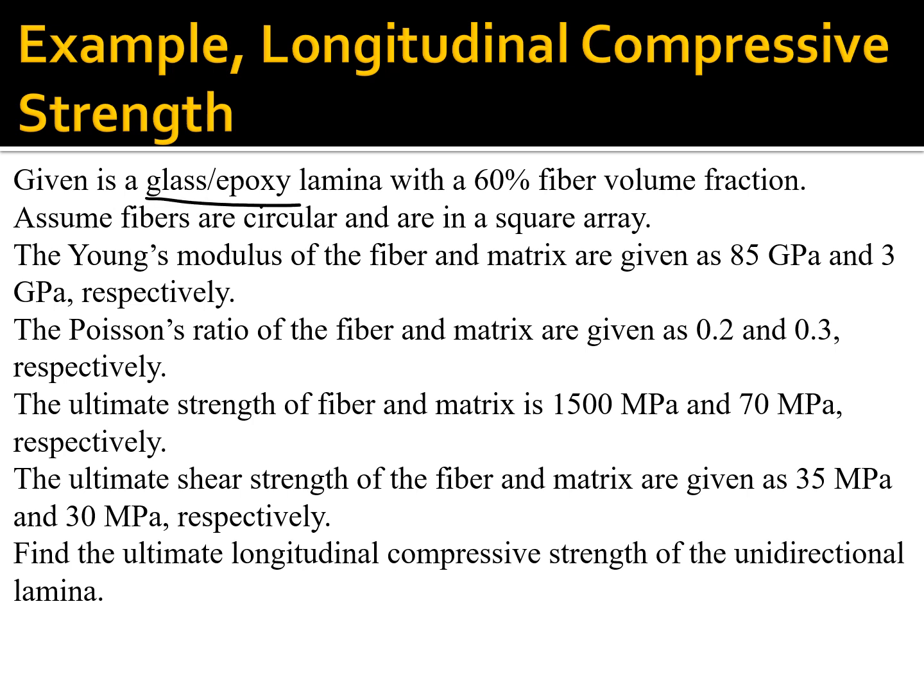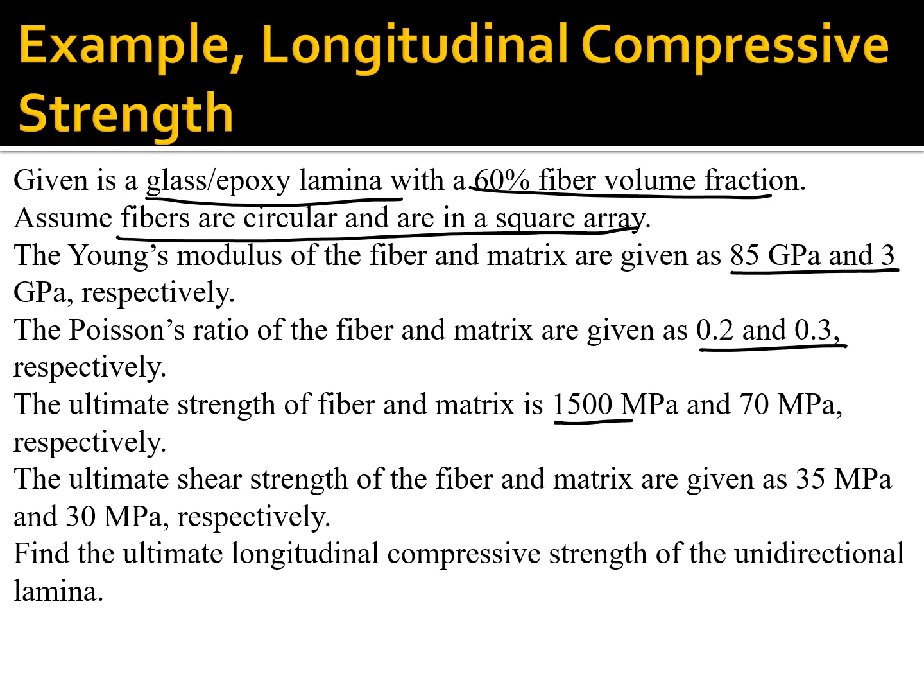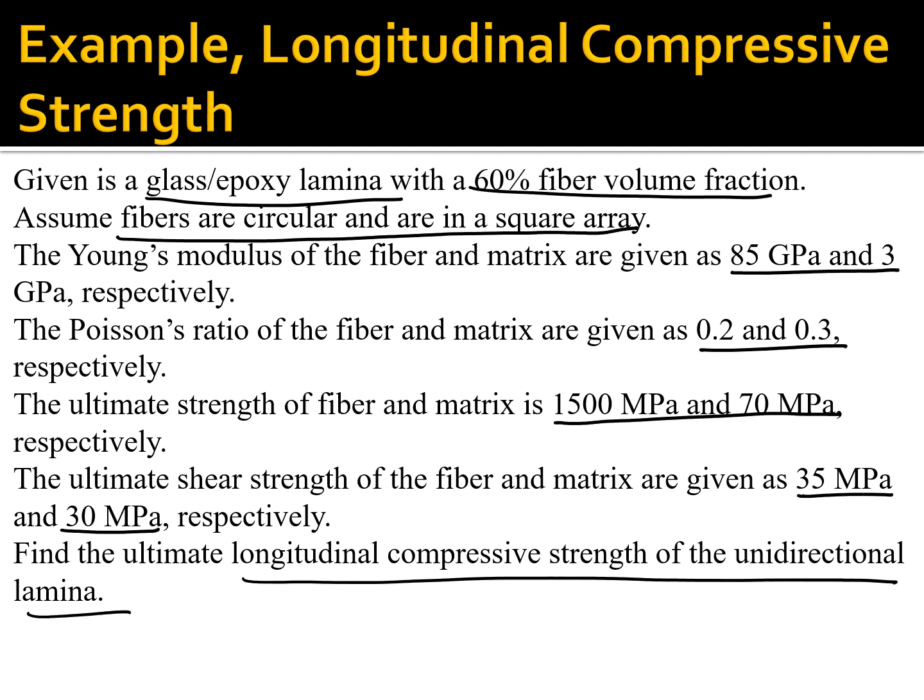We're given a glass epoxy unidirectional lamina with 60% fiber volume fraction. The fibers are circular and in a square array. The Young's modulus of the fiber and the matrix are given. The Poisson's ratio of the fiber and the matrix are given. The ultimate strength of the fiber and the matrix are given. Also given are the ultimate shear strengths of the fiber and the matrix. What we're supposed to find is the longitudinal compressive strength of the unidirectional lamina.